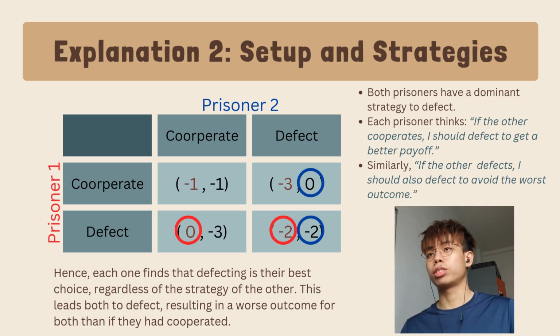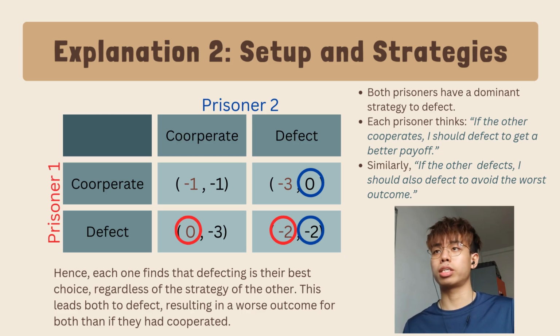Similarly, for prisoner 2, if prisoner 2 chooses to cooperate, the outcome if prisoner 1 cooperates is -1, while the outcome if prisoner 1 defects is -3. If prisoner 2 chooses to defect, and prisoner 1 cooperates, the outcome will be 0, while if prisoner 1 defects as well, the outcome will be -2. Similarly, for prisoner 2, the outcome for cooperation is worse than the outcome for defecting, because 0 is greater than -1, while -2 is greater than -3.